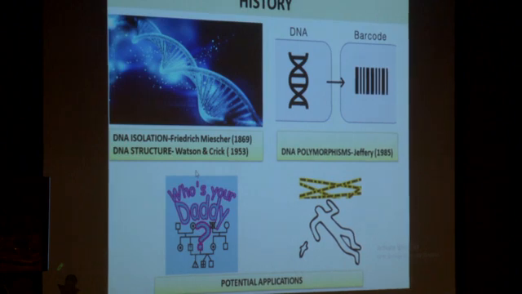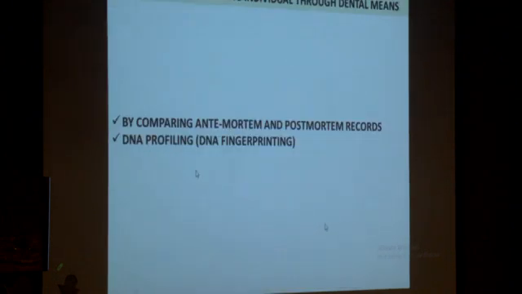So what are the potential applications of this? It could be used for finding out the parentage of a child, or it could be used at a crime scene. So what are the ways by which the forensic department uses this? It can be used for DNA profiling. Conventionally, what we were using was the comparison of antemortem and postmortem records. Nowadays, we are going for DNA profiling or DNA fingerprinting.